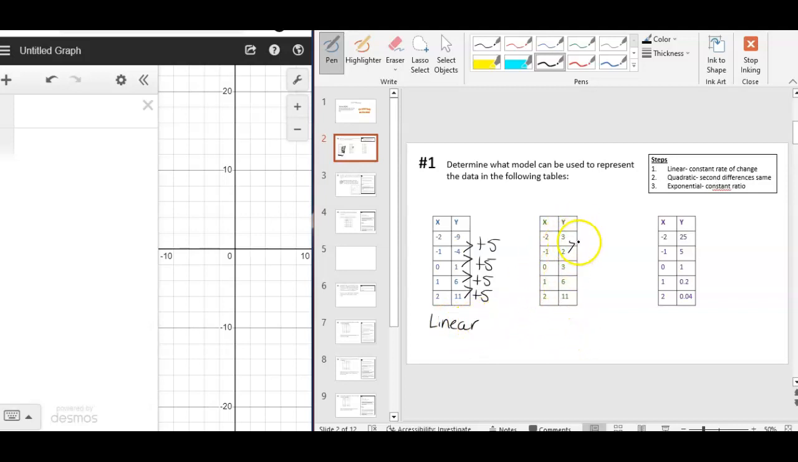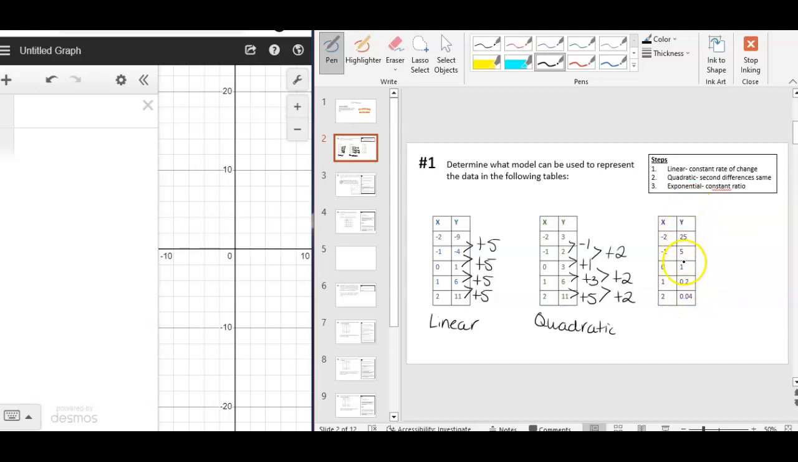If we look at how the y values are changing, notice that they go down by 1, then up by 1, then up 3, and then up 5. So it's not a constant rate of change, but we look at how much the rate of change is changing. So notice that this goes up 2, then this goes up 2, and it goes up 2. So this is something called the second difference. When the second difference like that is the same, we have a quadratic function.